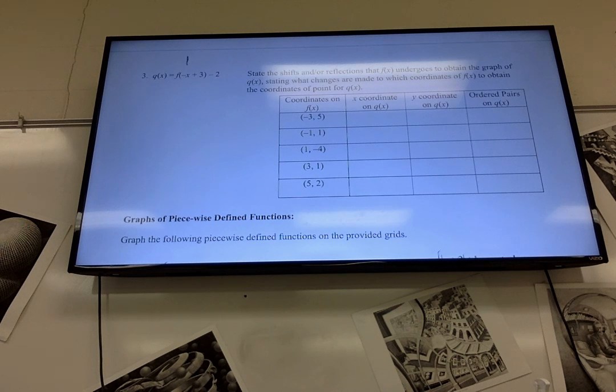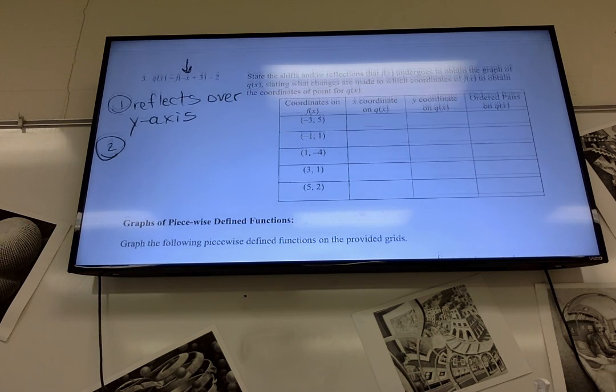Okay, Jose, what's this negative right here do? Yep. Good. Give me another transformation. Shelby, yeah, give me another one. Down 2. I'm going to put it right here. Excellent. And then give me the last one, Kendrick.